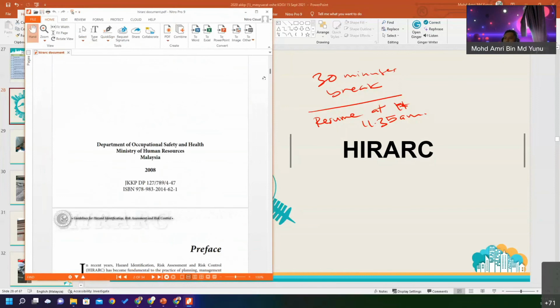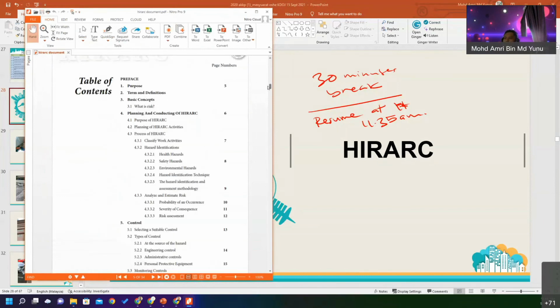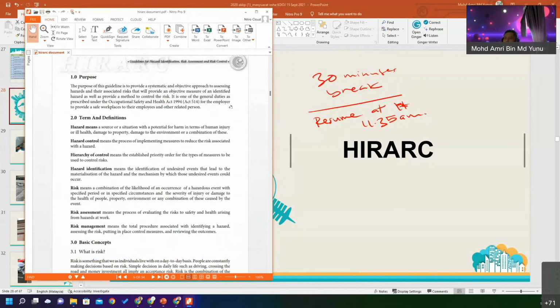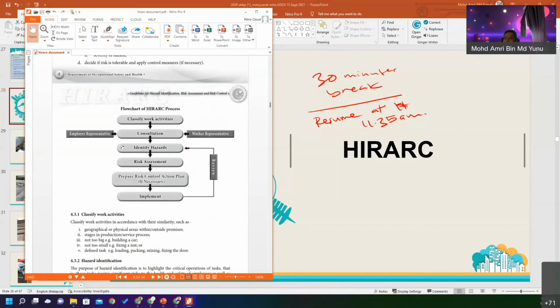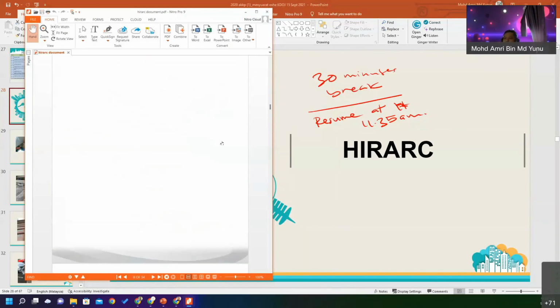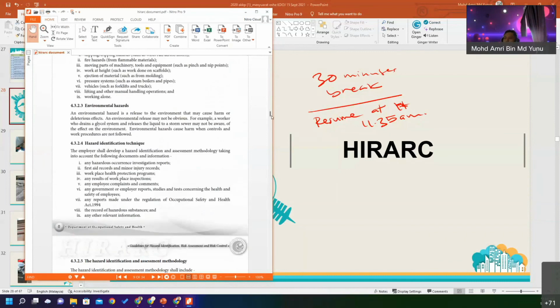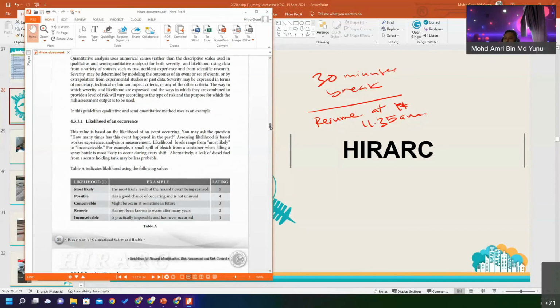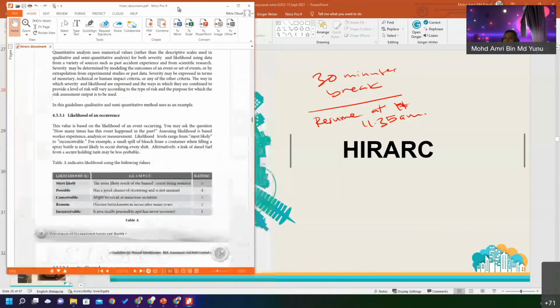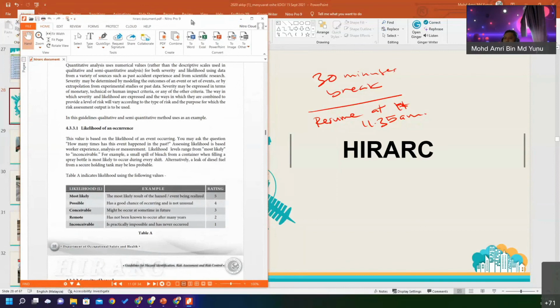You can read it. I think most of the things that we have covered have been discussed. So I just want to show you an example of how we observe our environment, our workplace, and we classify and write down the hazards.